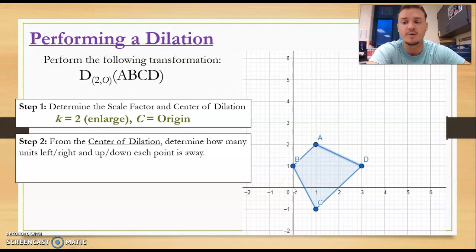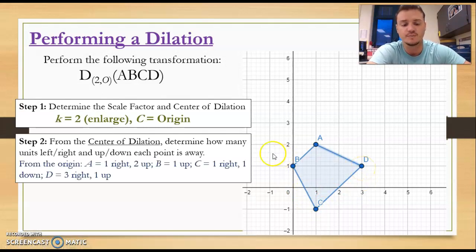You're going to determine how many units left, right, up and down each point is away. So starting at the origin here, A is going to be 1 unit to the right, 2 units up. B is just 1 unit up, not left or right at all. From the origin, C is 1 unit to the right and then 1 unit down. And then from the origin, D is 3 units to the right, 1 unit up.